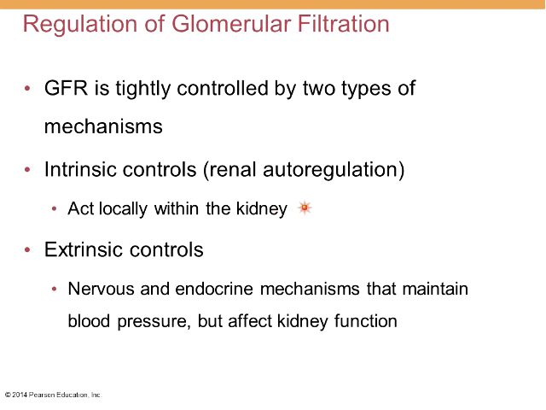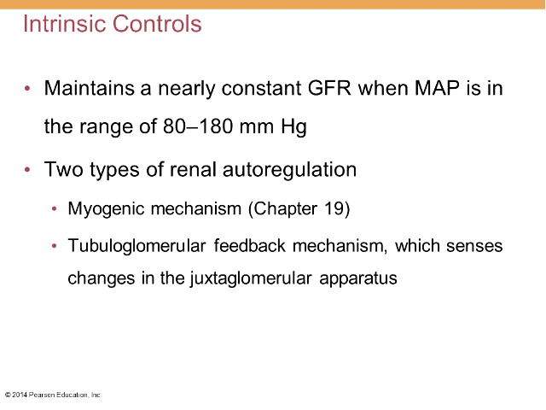We know that's the mesangial cells. And then we have extrinsic controls, which are the nervous and endocrine mechanisms that help to maintain blood pressure, but they can very much affect kidney function, and we've talked about these before. The intrinsic controls maintain a nearly constant glomerular filtration rate when the mean arterial pressure is in its normal range, or in the range of 80 to 180, if you will, which is a little high end, 80 to 180. There are 2 types of renal autoregulation.